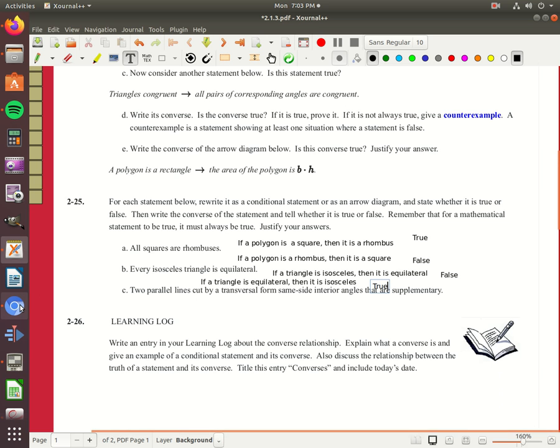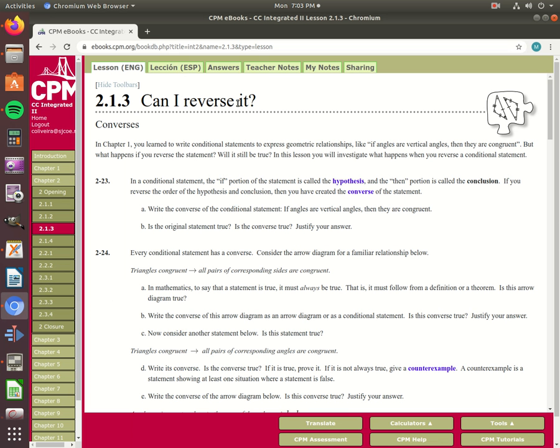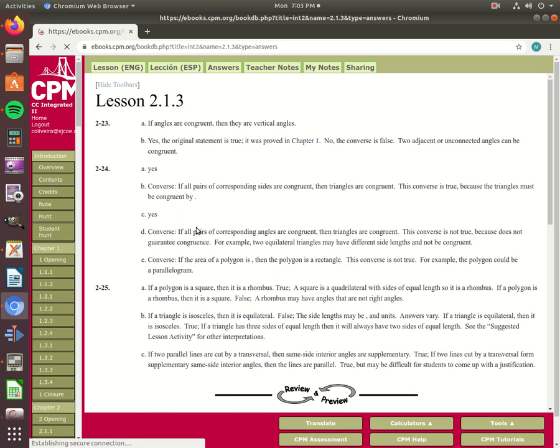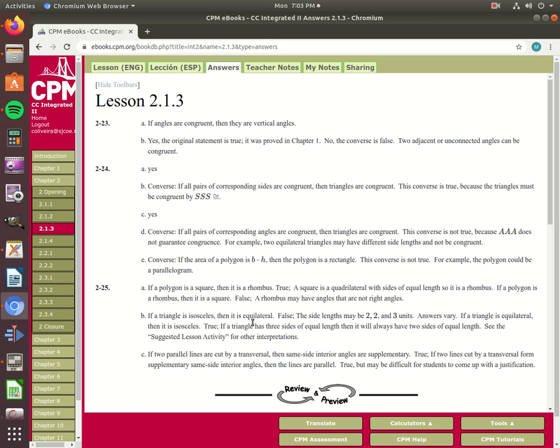As a matter of fact, I'm going to go to the key here and let's look at 225b to see what answer the book thinks is true. If isosceles, then it's equilateral is false. Answers vary. If a triangle is equilateral, then it's isosceles, true. If a triangle has three sides of equal length, then it will always have two sides equal length. So it says see suggested lists and activities for further interpretations.